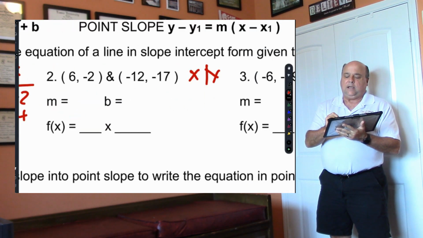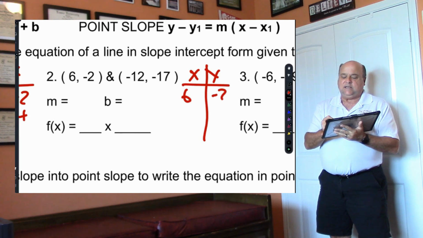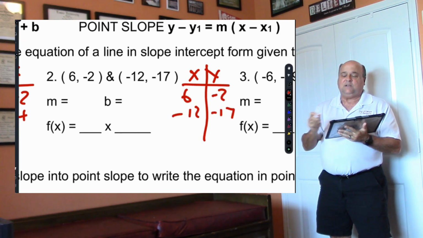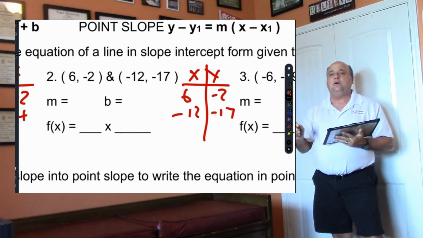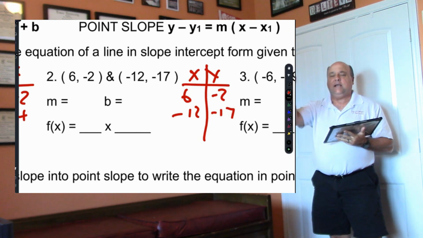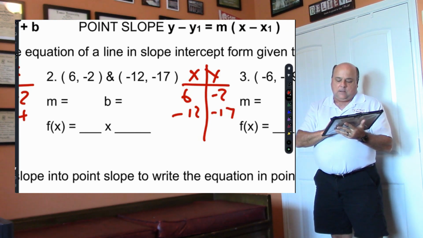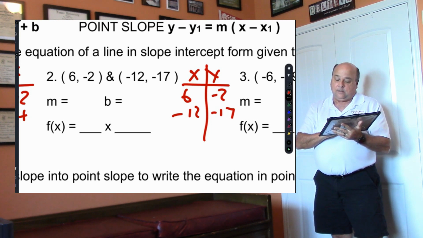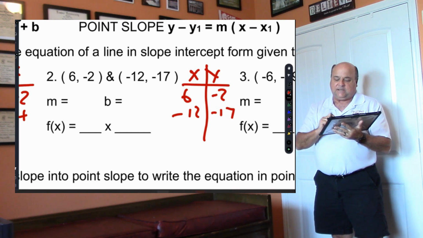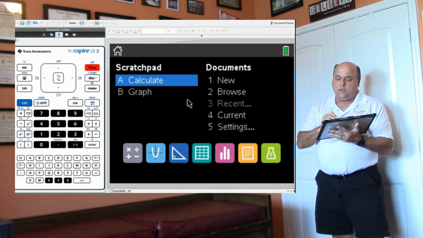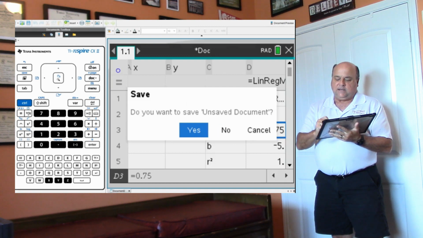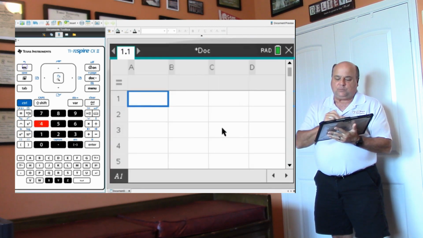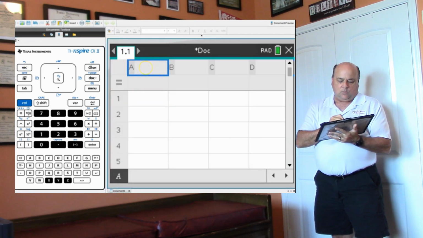Make a t-chart, x and y. You've got 6, -2, -12, -17. Put it in the calculator, run the linear regression, and get your m and b. Very tedious to do. So we're going to go to the calculator. I'm going to need 6, -12 in. So home, 1. I'm not going to save anything. I'm going to add a spreadsheet and put X and Y at the top.